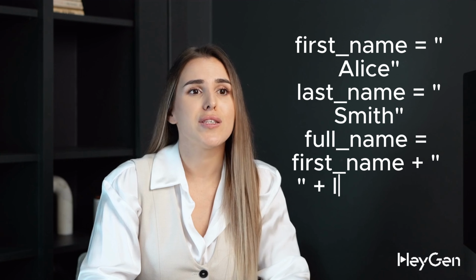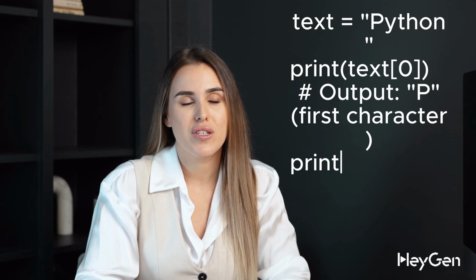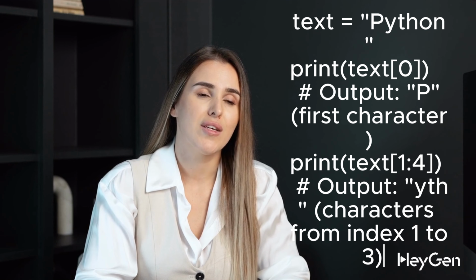Section 5. Working with strings. Strings are one of the most commonly used data types in Python. Let's learn some basic string operations. Concatenation, combining strings using the plus operator. first_name = "Alice", last_name = "Smith", full_name = first_name + last_name, print(full_name), output: Alice Smith. Indexing and slicing, accessing specific characters or parts of a string. text = "Python", print(text[0]), output: P, the first character. print(text[1:3]), output: yt, characters from index 1 to 3.